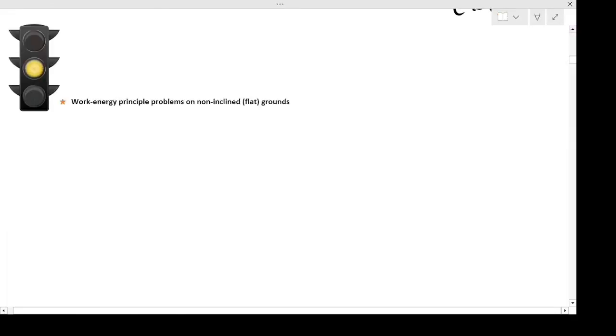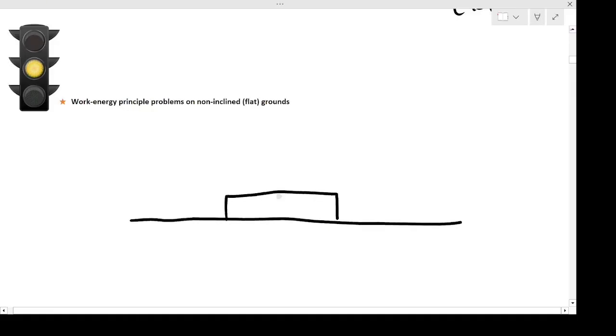Okay, so now we're going to look at what we call the work energy principle. Before we look at this, I want to set the scene. So as an example, let's say I have a car, right? A very simple diagram of a car. And the car's moving forwards.